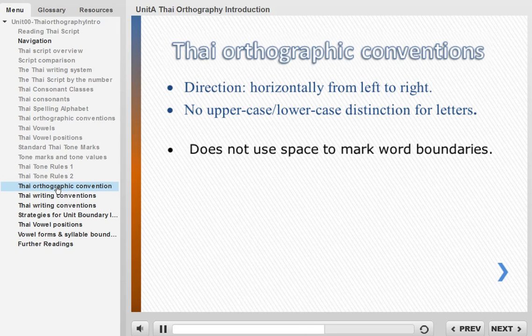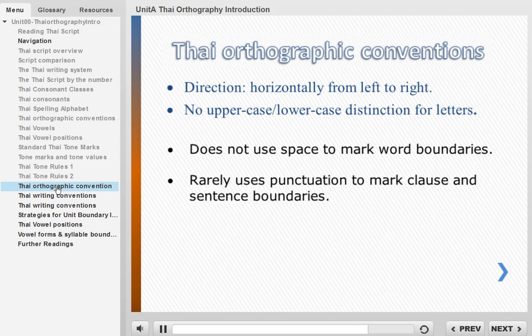Space may be used to separate words in lists, before and after numbers, clauses, or sentences, but space can be random as well. Punctuation marks are rarely used, not even to mark the end of the clause or sentence, though Thai grammar books typically list punctuation marks, both indigenous and borrowed from English.